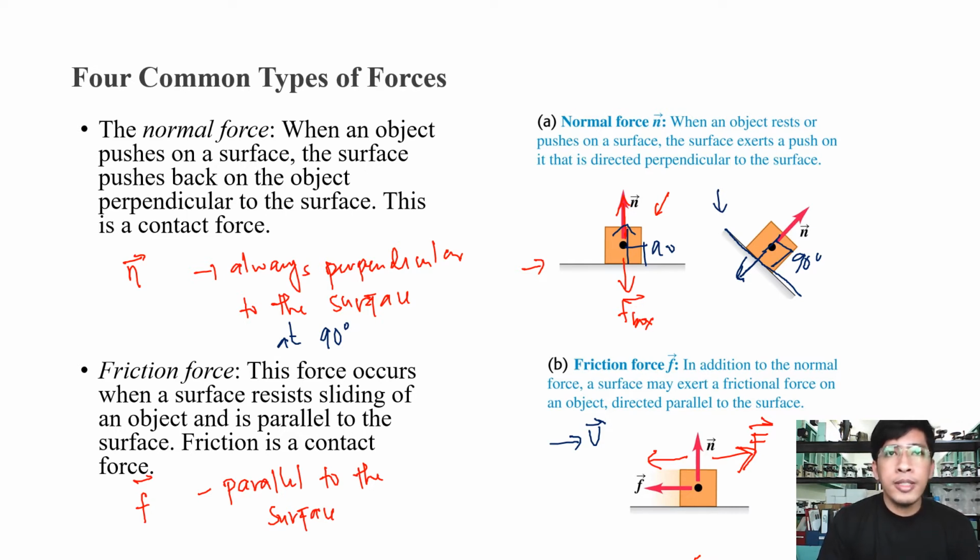By the way, sitting on a chair or standing on the ground is impossible without your normal force and your friction force. Imagine if you don't have your normal force. When you stand up, if the ground does not apply a force to your body, you just fall downwards because the surface does not apply any force on you.